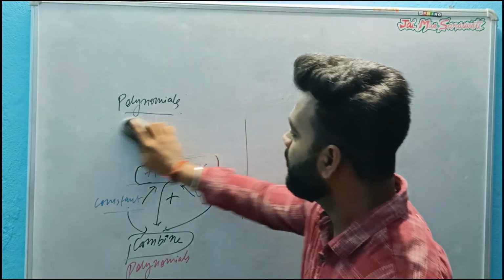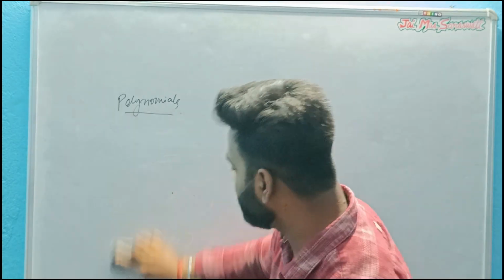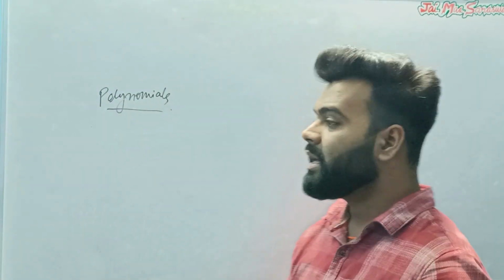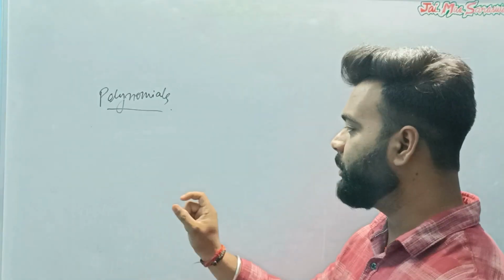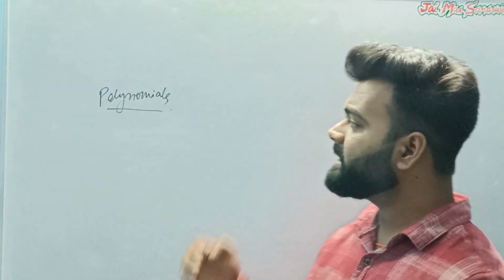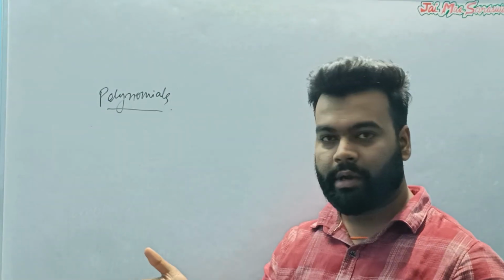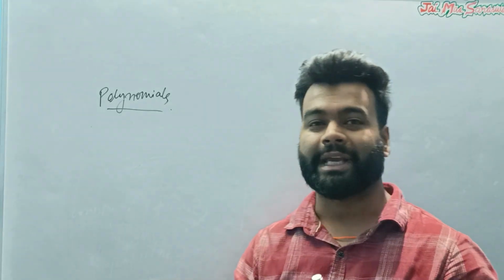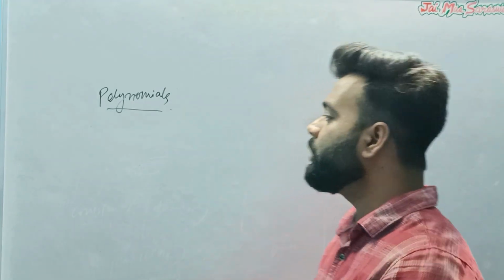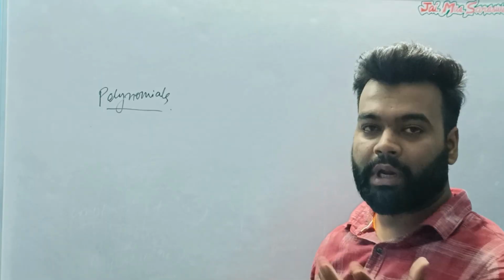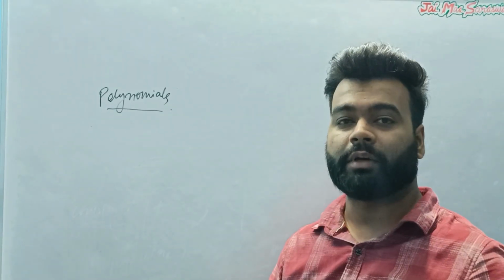Now, when you have understood what a polynomial is, the next thing we should understand is how to differentiate between the number of terms. In a polynomial, the number of terms can be 1, it can be 2, it can be 3. So how do we differentiate whether the number of terms is 1, or 2, or 3?